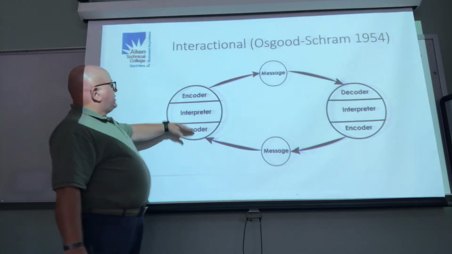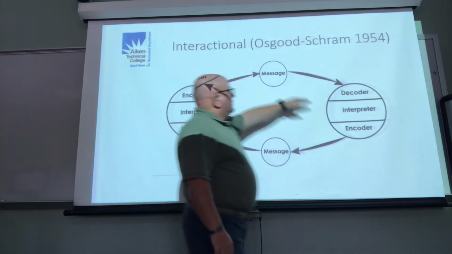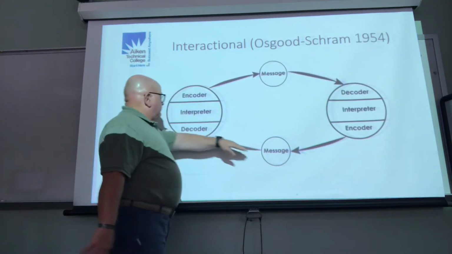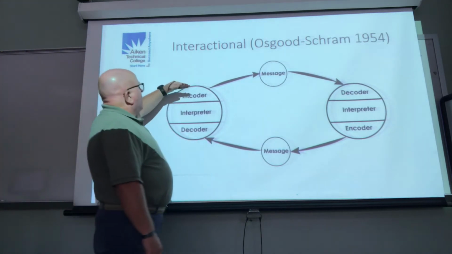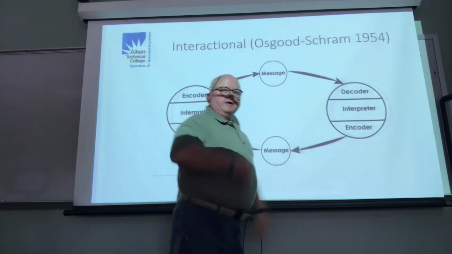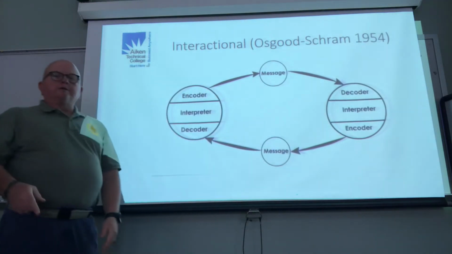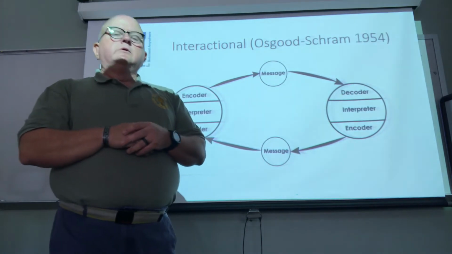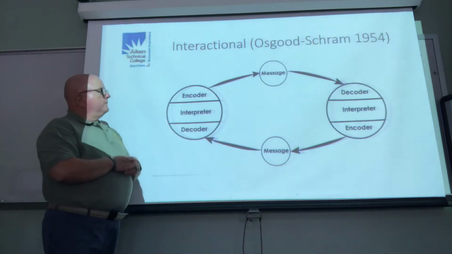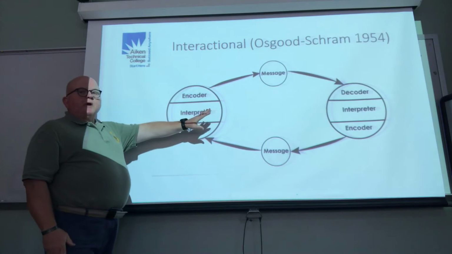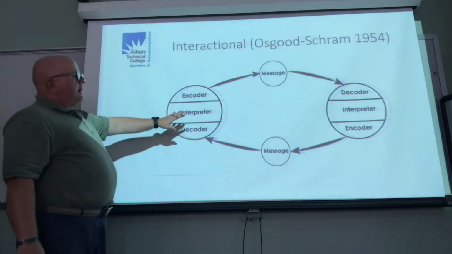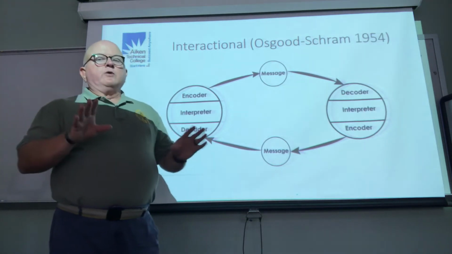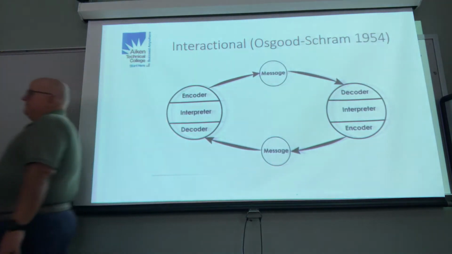People are constantly encoding a message that's decoded and interpreted. They encode a response. That's the message. That's decoded, interpreted. A response is encoded. That message is sent, and this is an ongoing process. This is a massive leap forward in how we understand human communication. Okay? All right? This is Osgood and Schramm, and their interactional model shows that communication is an ongoing process. It's not, and we'll get into that, the significance of that in just a minute.